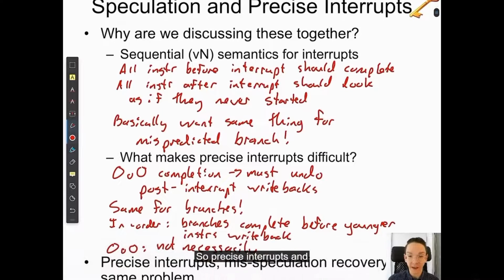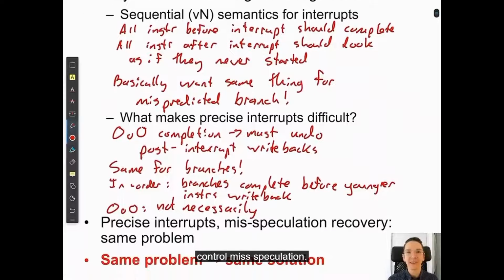So precise interrupts and control misspeculation both need recovery. They both have the same problem. We can even view interrupts and exceptions as a form of speculation. For any given instruction going through the pipeline, we're making a guess that it won't trigger an exception or that an interrupt won't come in to interrupt its execution. We have a means to detect when that guess is wrong, to detect an exception misspeculation, which is we can detect a divide by zero exception in the functional unit or a page fault in the data caches, etc.